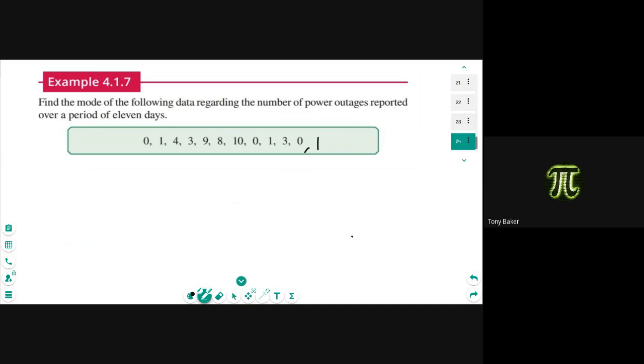Unlike mean and median, modes can have multiple ones. In this case, I have two modes. If I had a third, I can have 3 modes. That's fine.